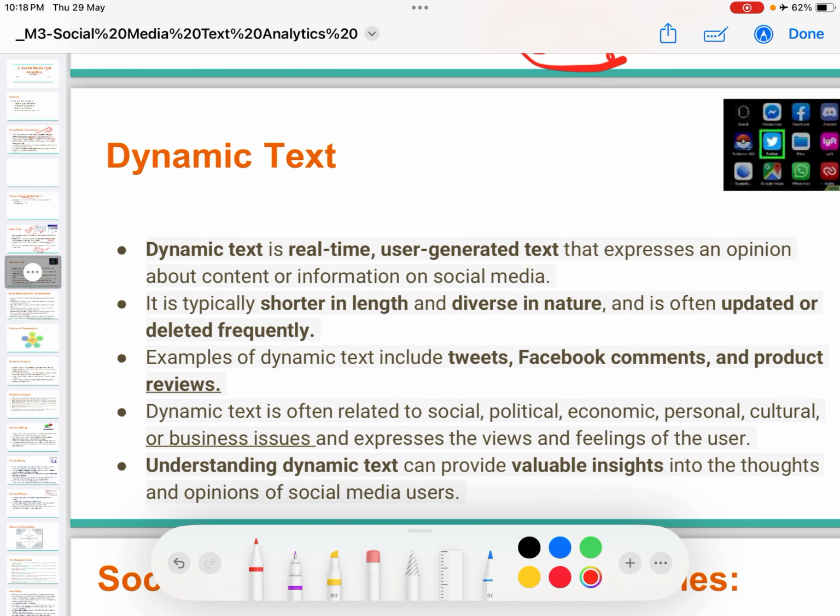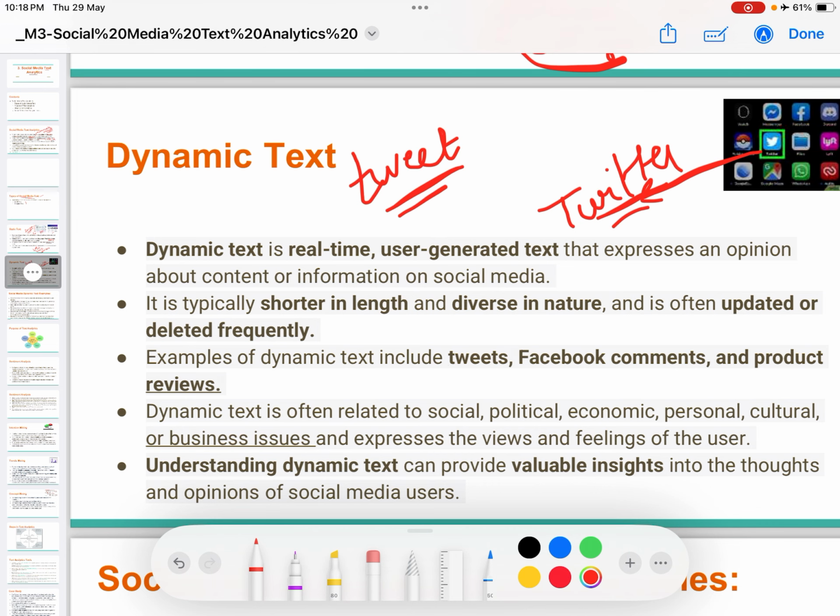Dynamic text. What is dynamic text? It is real-time user-generated text that expresses an opinion about a content or information on social media. So here we have an example of Twitter. Twitter is an example of dynamic text. It is user-generated content. It is typically shorter in length. So a tweet is normally a shorter paragraph, not as long as Wikipedia content, and diverse in nature and is often updated or deleted frequently. So the tweet is deleted also, it is updated also. So this dynamic text is updated or deleted frequently and it is shorter in length.